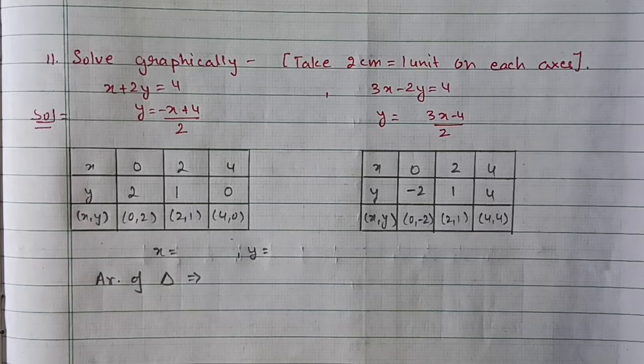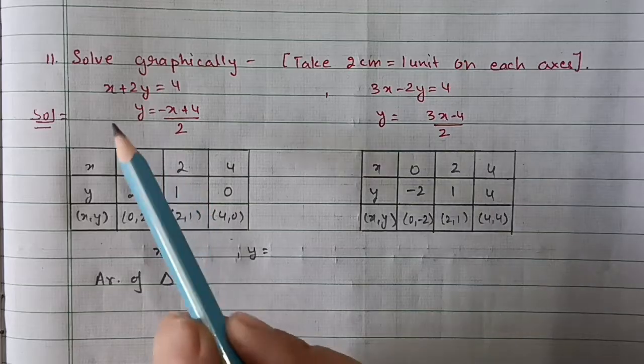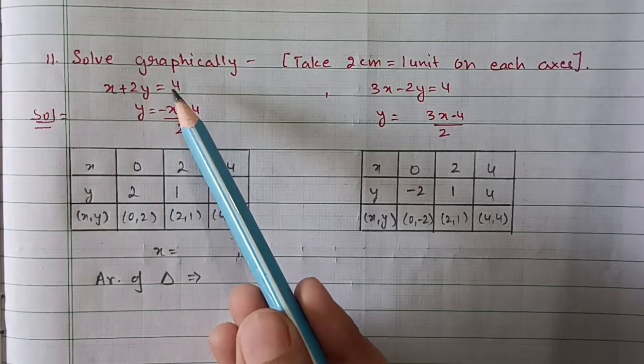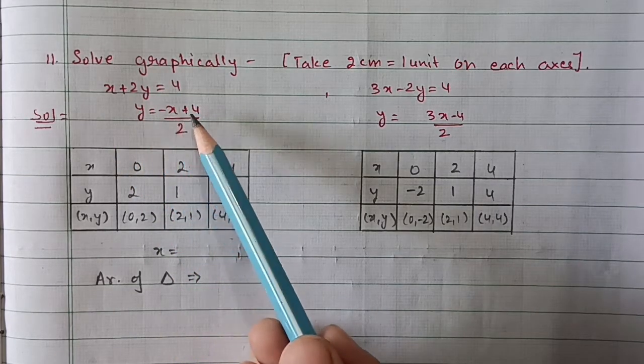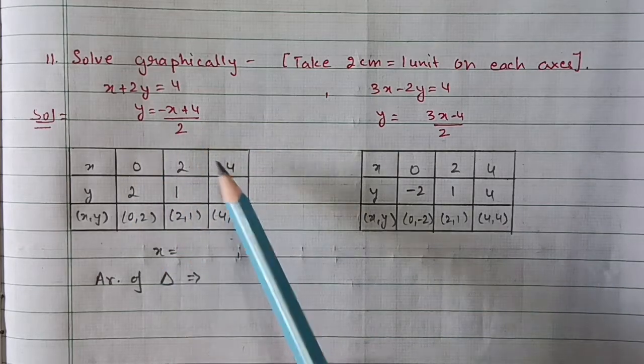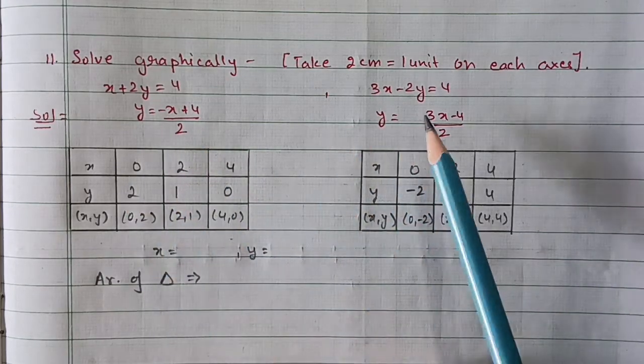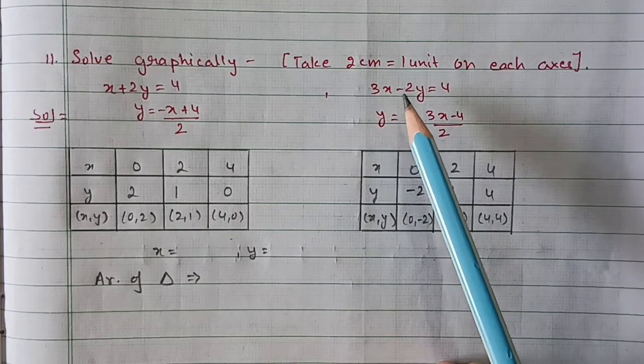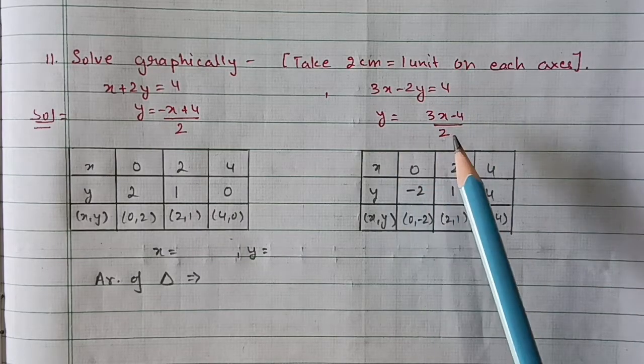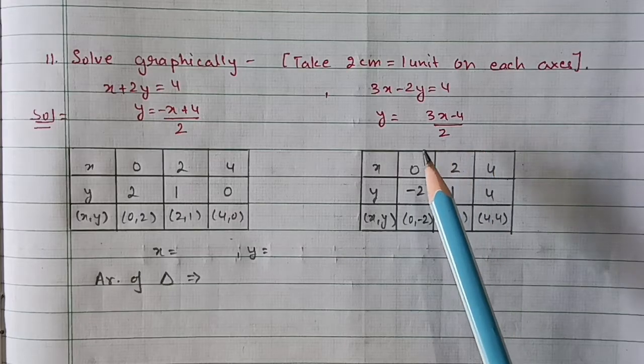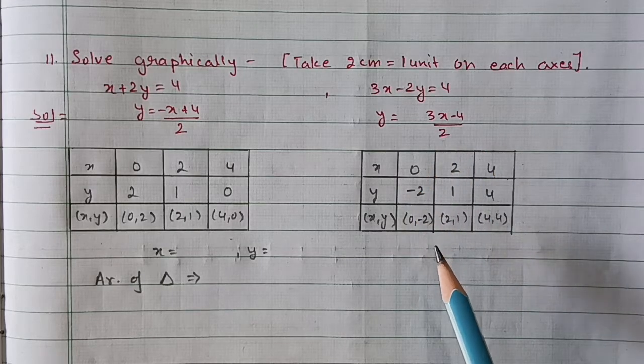Next question number 11, solve graphically, and we have to take here scale as 2 cm equal to 1 unit on each axis. If scale is given in the question, you have to follow the same scale. Otherwise scale you can take as per your wish. So first equation we have x plus 2y equal to 4. So y is equal to minus x plus 4 by 2 and 3 plotting points we will take here. For second equation we have 3x minus 2y equal to 4. So we are getting y is equal to 3x minus 4 by 2. Again 3 points we will take here for plotting.